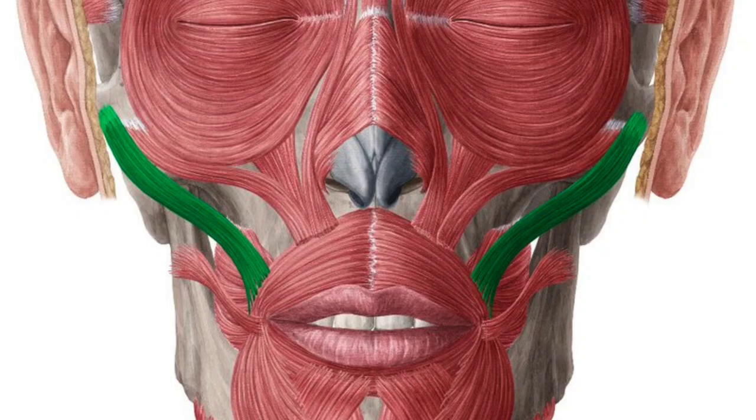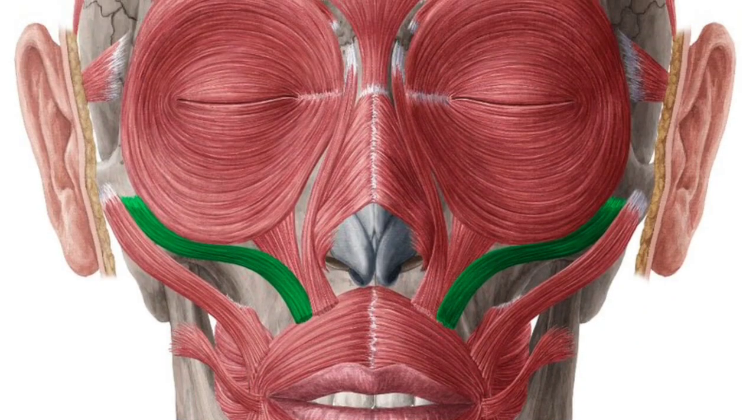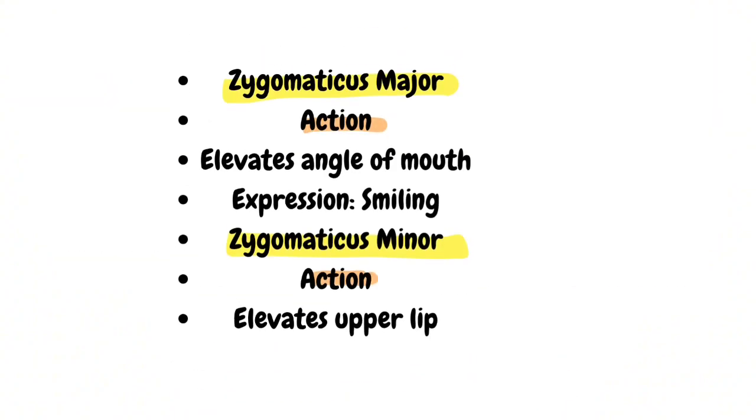This muscle is called zygomaticus major, and the second one is called zygomaticus minor. So you must know the difference. There's a difference in their action. Major elevates the angle of the mouth and helps in the expression of a smile, but the minor one actually elevates your upper lip.